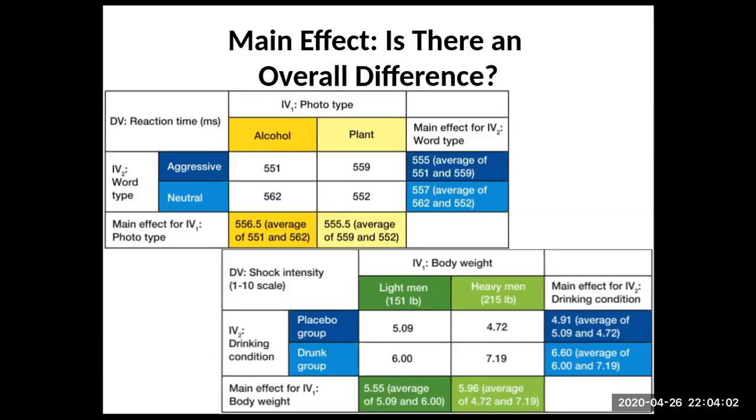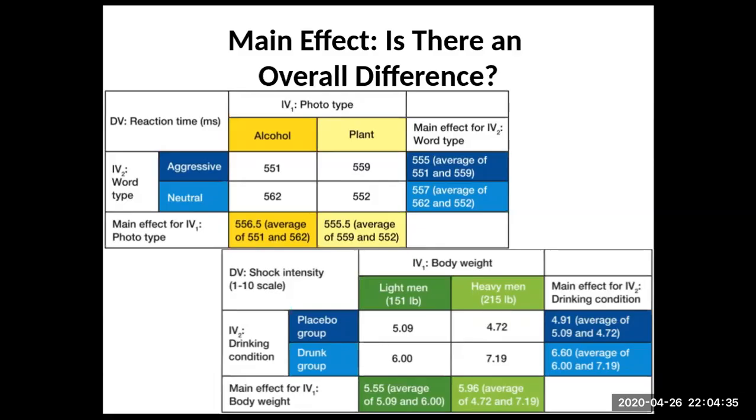On the bottom, we see, again, the body weight, light versus heavy, and the drinking condition of placebo versus drunk group. We can do the exact same thing to get these marginal means to understand if there is an overall difference. So for IV1 of body weight, we have light men. We take 5.09 and 6 and average them, 5.55. We take heavy men, 4.72 and 7.19, and we average them, and we see 5.96.